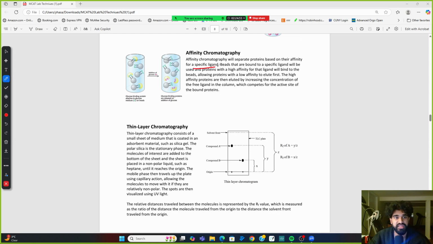Next, affinity chromatography. Basically, you put a ligand in there or an antibody in there or something, and whatever sticks is going to come out later because it gets stuck inside that ligand. Does that make sense?